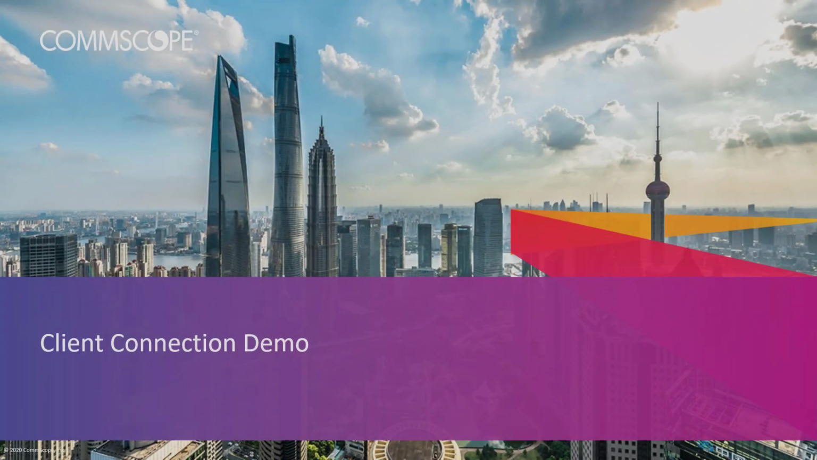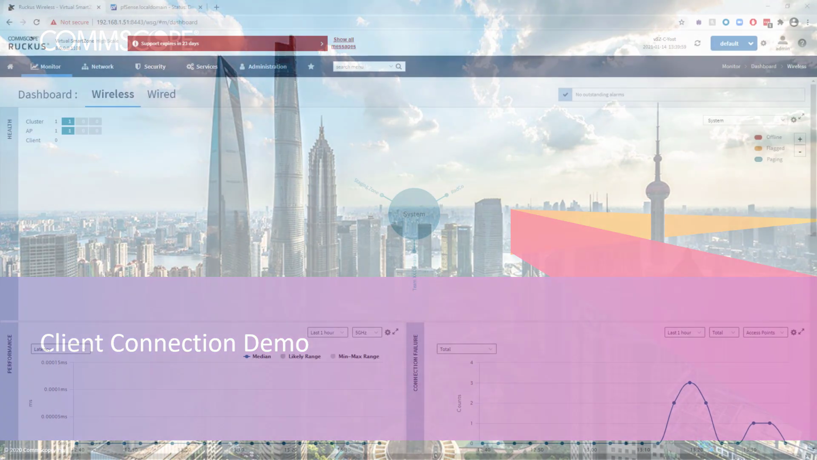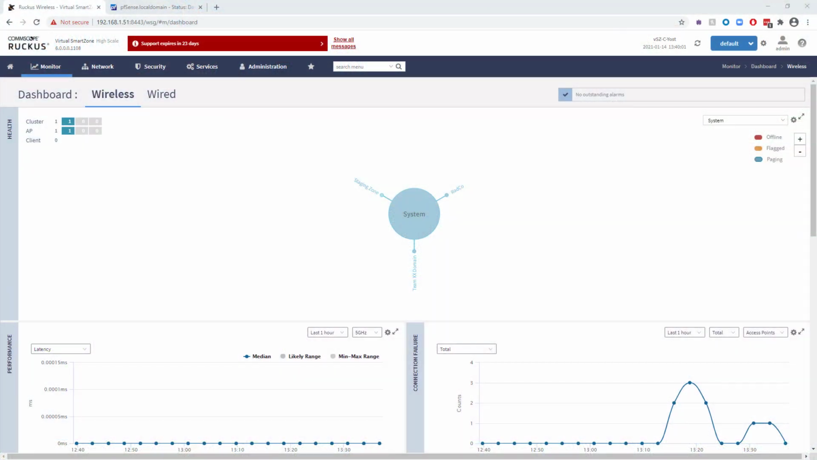In this brief demonstration, we're going to take a look at the client connectivity tools to help us understand what is happening when a client attempts to join our WLAN. Let's get started. I'm logged into SmartZone here, and we want to take a look at the client connectivity tool.